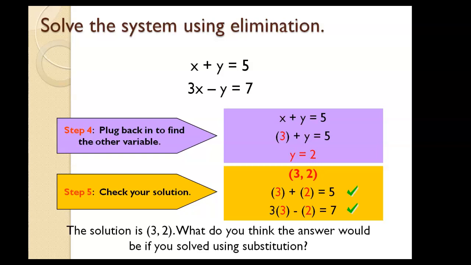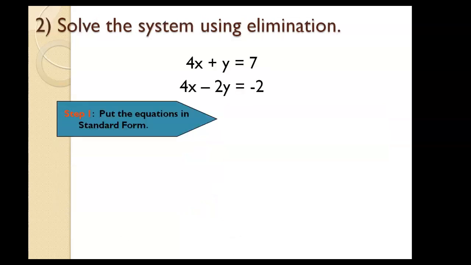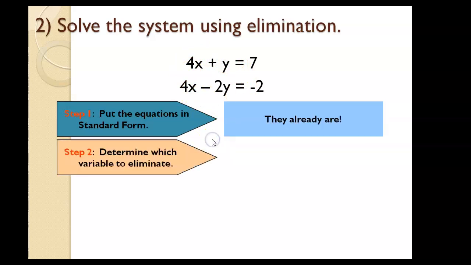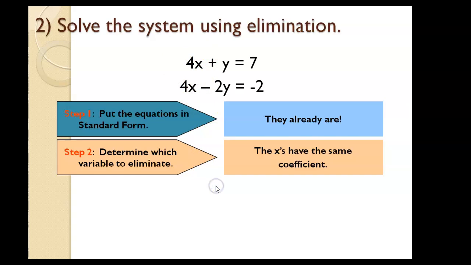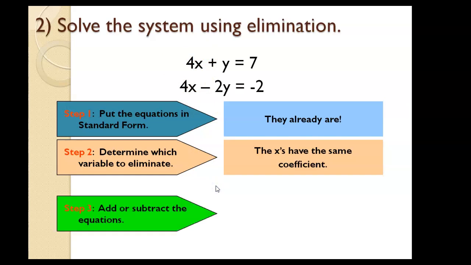So what do you think the answer would be if you solve using substitution? And you are correct. The answer will be exactly the same. So let's take a look at the next one. I'll put these equations in standard form, and they both are. And so the next step is to determine which variable to eliminate. You could see you can eliminate 4x because they have the same coefficient, 4.